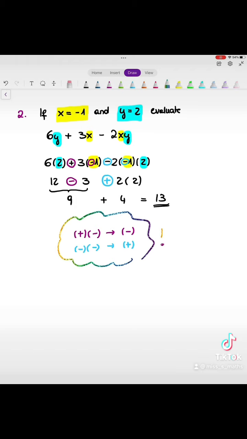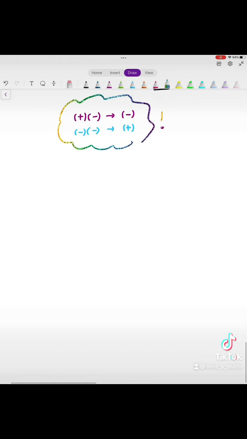Just as a reminder again, positives times negatives give us a negative answer, and negatives times negatives give us a positive answer. This applies for all areas in maths, so please make sure you understand that. It also applies for divisions.